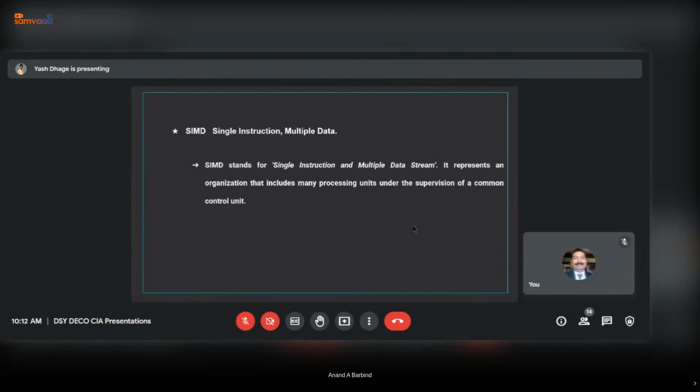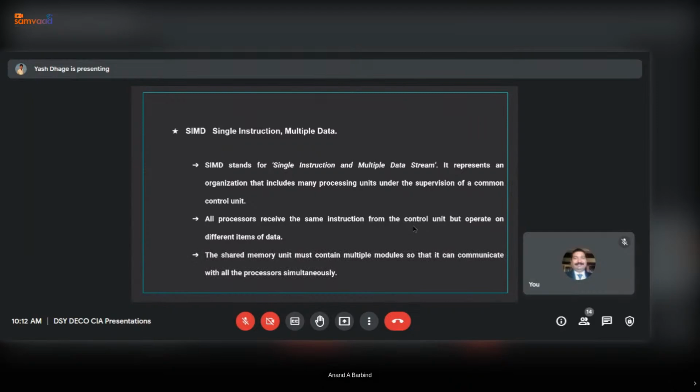It represents an organization that includes many processing units under the supervision of a common control unit. The processors receive the same instruction from the control unit but operate on different items of data. The shared memory unit must contain multiple modules so that it can communicate with all the processors simultaneously.